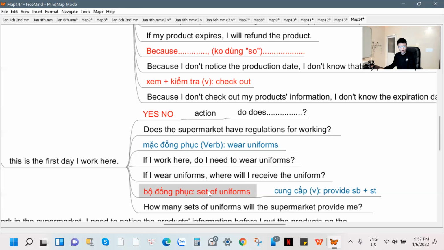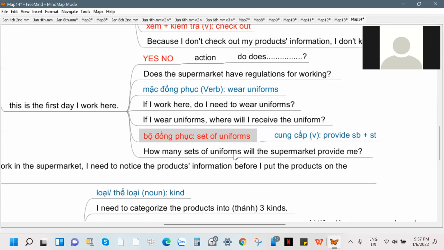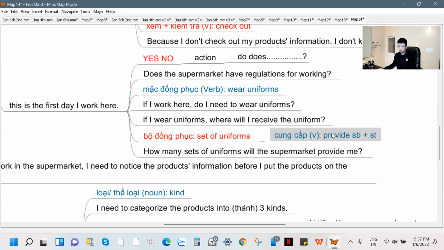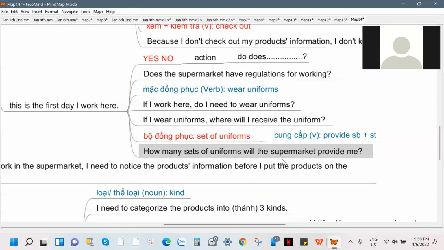Set up uniforms. Provide somebody something. How many sets of uniforms will the supermarket provide me?